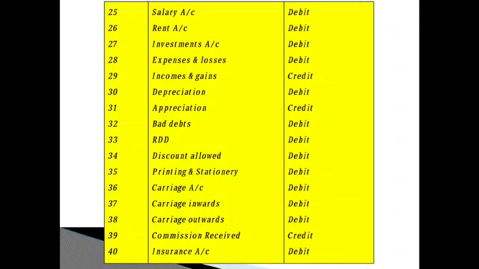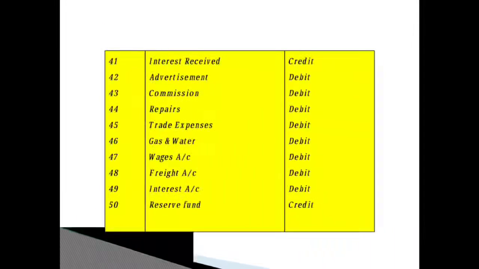We are going to receive the commission income for us, so it shows credit balance. The next you have insurance account expense, so debit balance. The next you have interest received, okay, interest received income it is, so which shows us credit balance. Then advertisement expense which shows debit balance. Then commission account, if it is received, credit, if it is only commission then it is expense for us, debit.